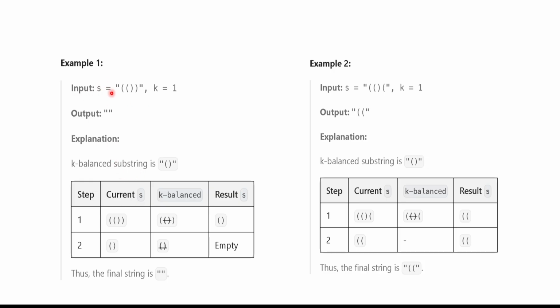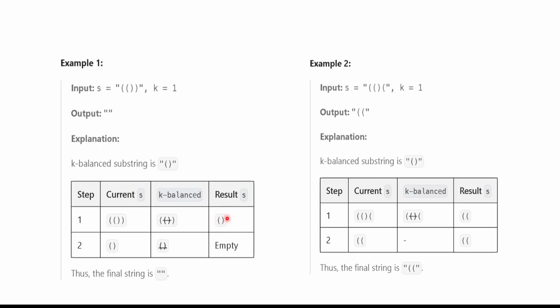So let's try to understand the examples. Example 1 says you are given a string s like this and k equal to 1. A k balance substring is one where we have the starting braces and the ending braces. In step 1, the current string is this one. So the k balance you have to remove means you delete the starting and ending braces, and you will get the resultant like this.